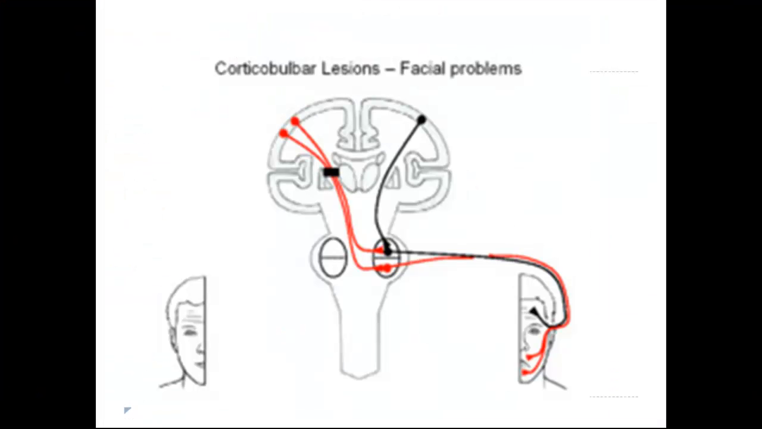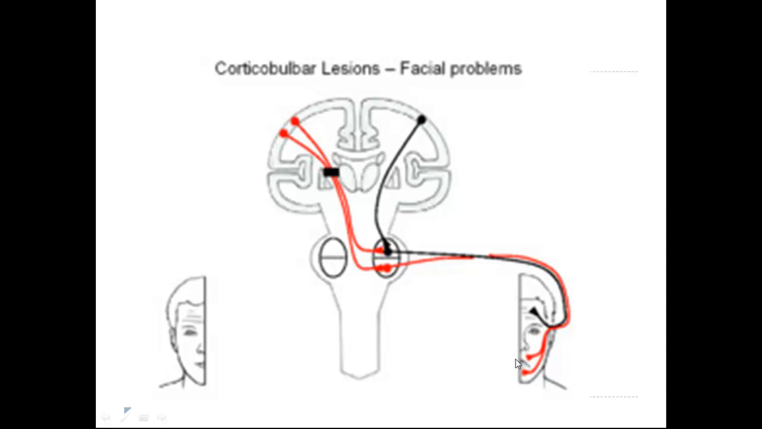Okay, so if this is the nuclei for cranial nerve 7, the top half of the nuclei controls the upper half of the face, and the lower half, which is the red here, controls the lower half of the face. As you can see, the upper half of the face is bilaterally controlled in that it's receiving signals from the left side of the brain and from the right side of the brain. But the lower half is only receiving information from the right side of the brain.